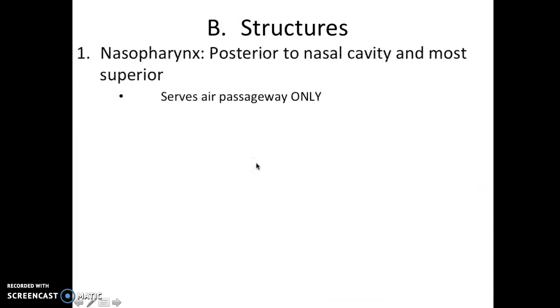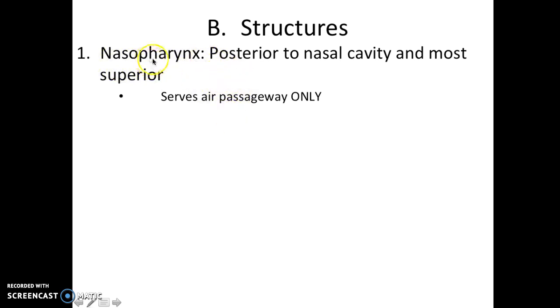So the structures. The first structure is your nasopharynx. It's behind your nose, so it's posterior to the nasal cavity and most superior. Of course, hopefully, air only. All of us have had this funny moment where you're laughing and drinking milk and it goes out the wrong way and out your nose, but usually there should be no food or fluid in the nasopharynx. If it does, it doesn't feel so good.